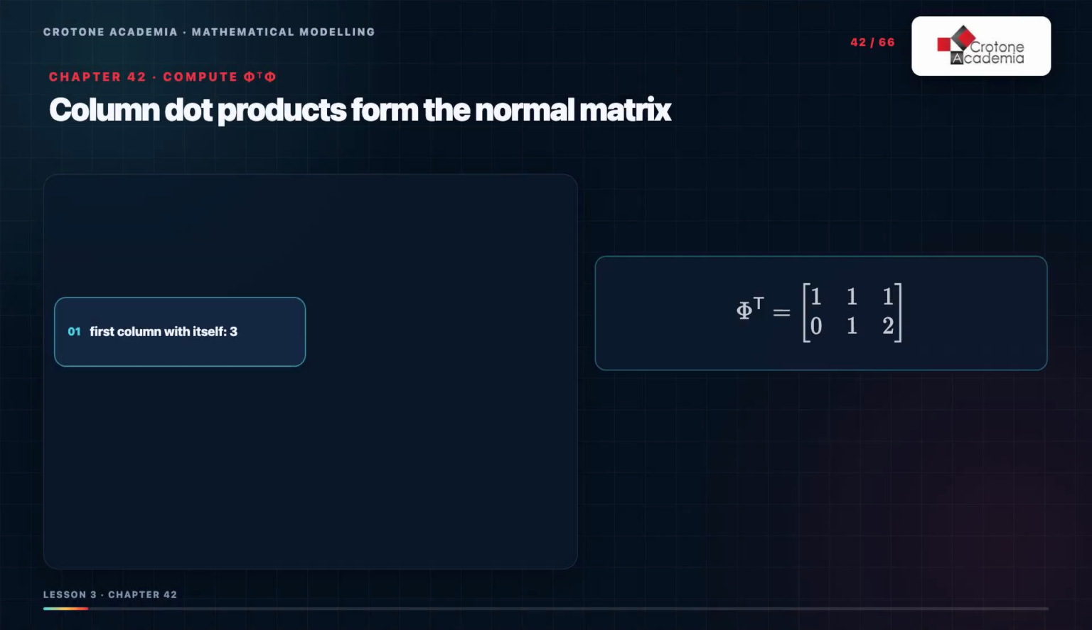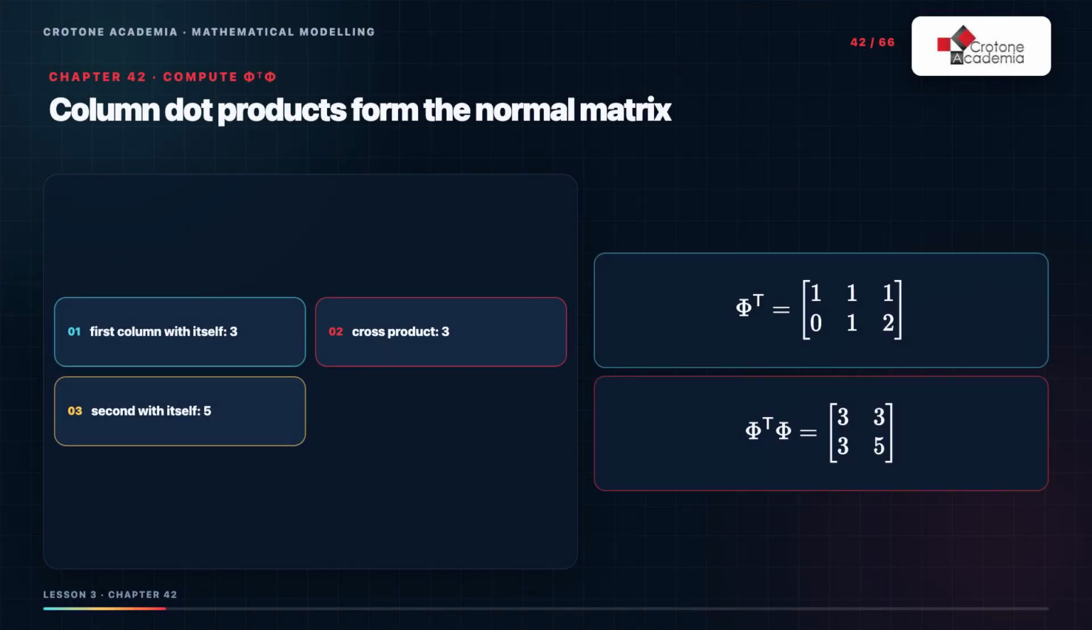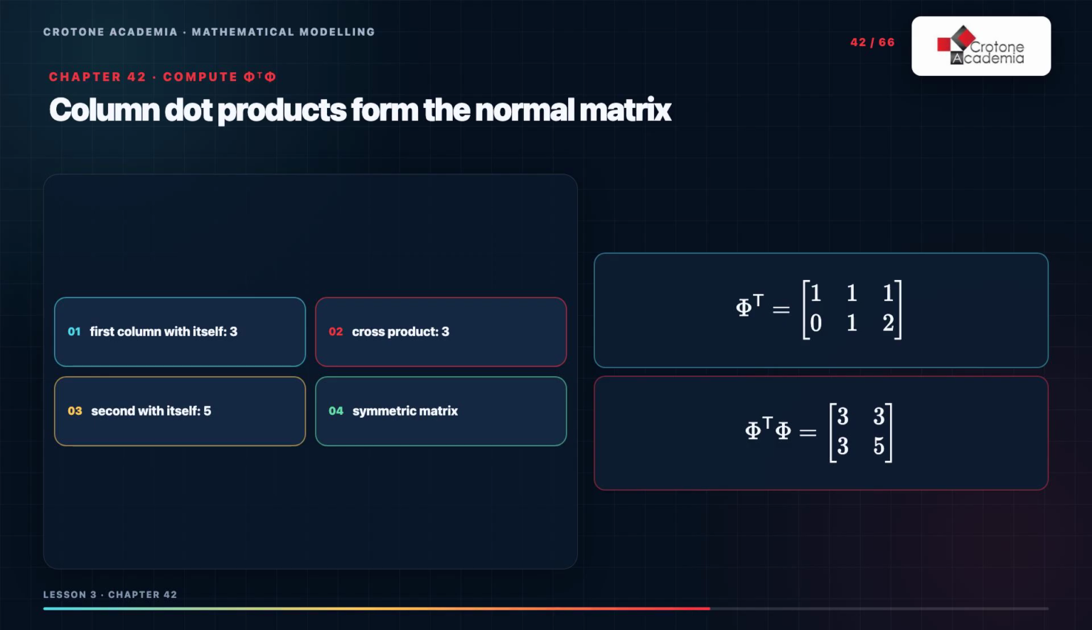First, transpose phi. Now multiply phi transpose by phi. Each entry is a dot product between two design columns. The intercept column dotted with itself gives 3. The cross dot product gives 3 in both symmetric positions. The slope column dotted with itself gives 5. Therefore, phi transpose phi has rows (3, 3) and (3, 5).